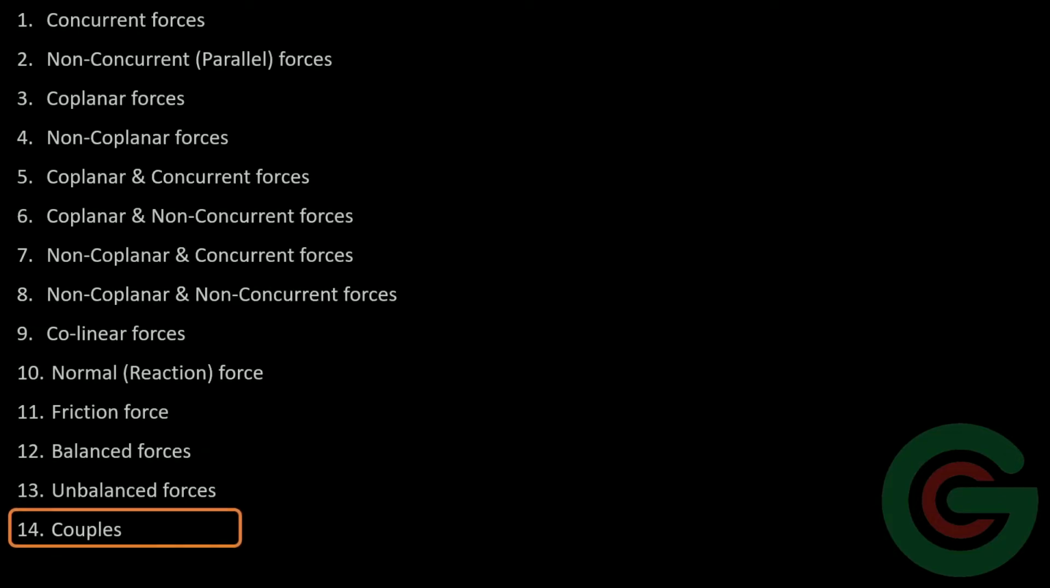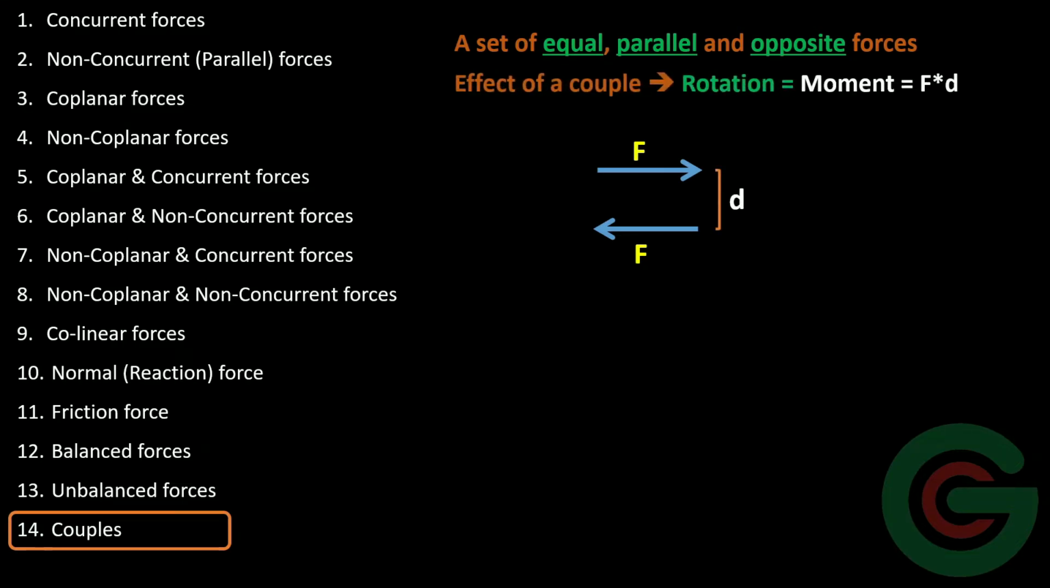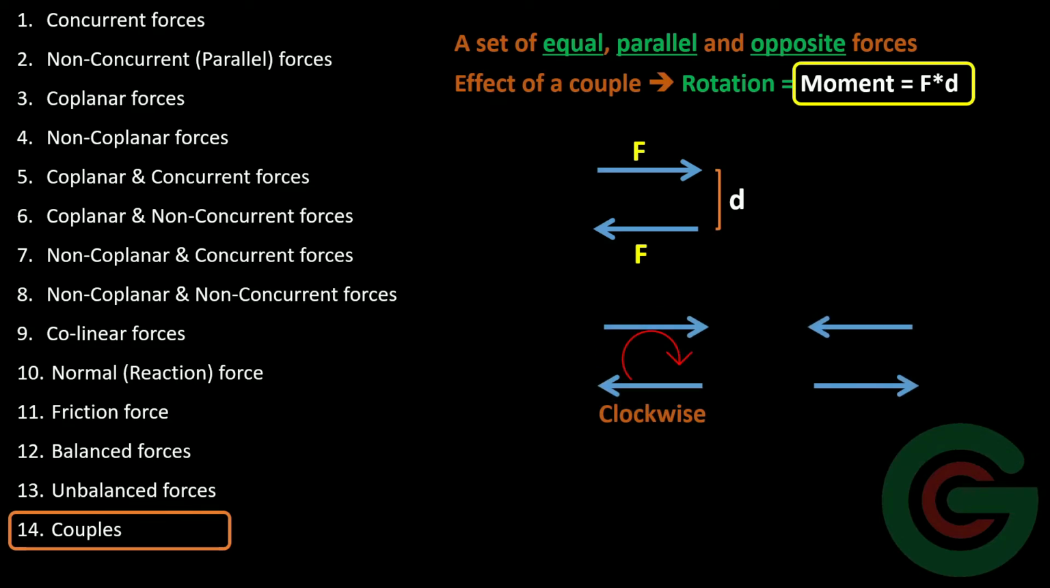Next, couples. Couples are a set of equal, parallel and opposite forces separated by a distance d. The effect of a couple is that it produces rotation or torque, which we call a moment. The magnitude of the moment is equal to the product of the magnitude of one of the forces and the perpendicular distance between them. Couples can make a clockwise or anti-clockwise moment based on the directions of the forces. If the forces are directed this way, they will make a clockwise moment. And if the forces are directed this way, then they will make an anti-clockwise moment.